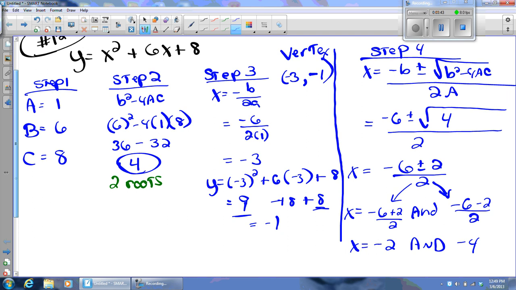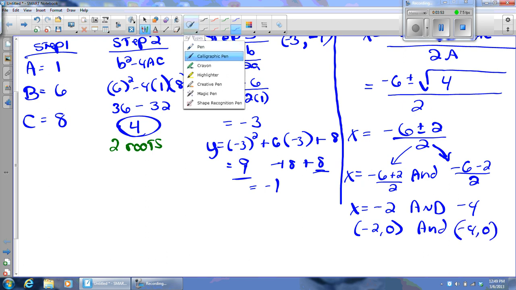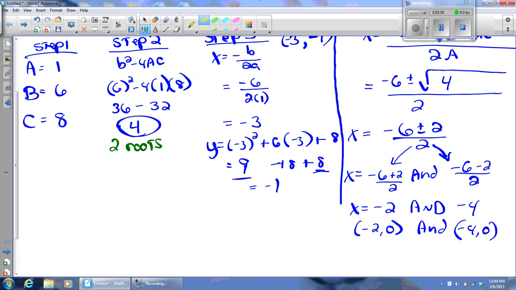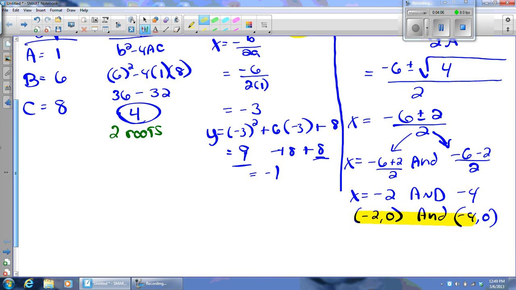Now remember, don't go looking for the y-coordinates. We already know them. Negative 2, 0, and negative 4, 0. So I'm going to take these two roots right here and plot those two points. And I also need to plot my vertex on a graph, and then I will have my graph.